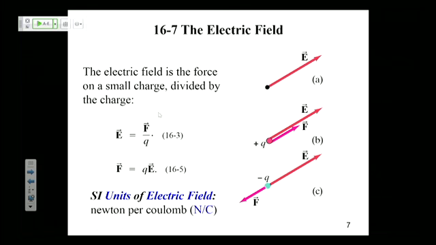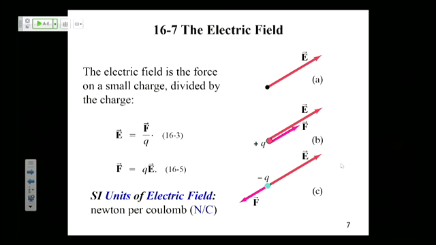From this defining formula for the electric field, the unit of electric field is a unit of force divided by a unit of charge. So Newton per Coulomb. This is the SI unit for the electric field.